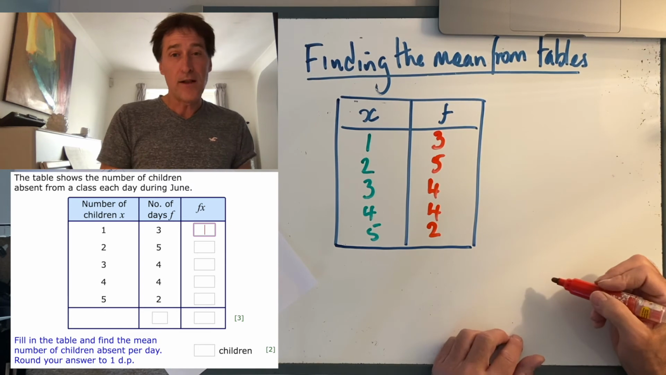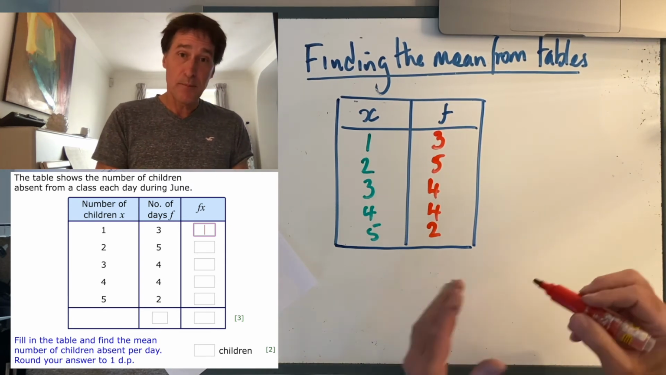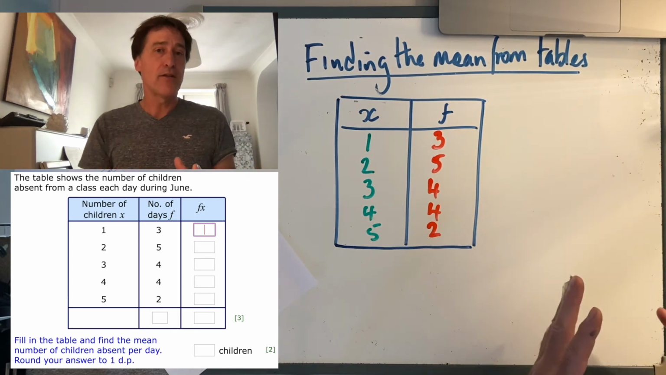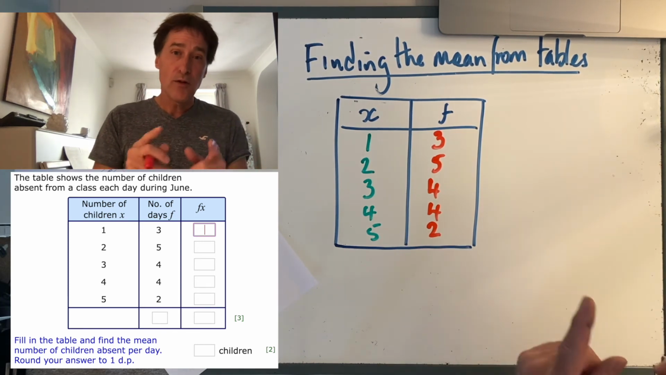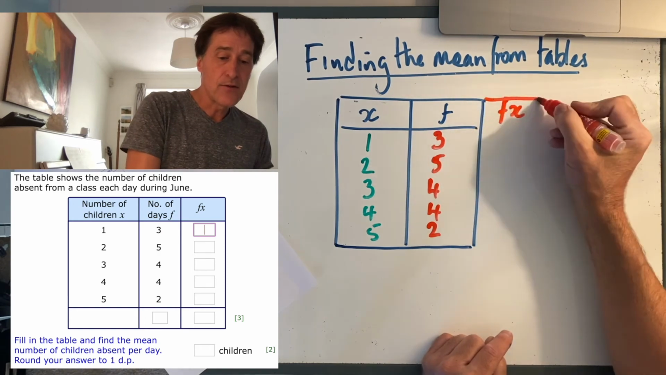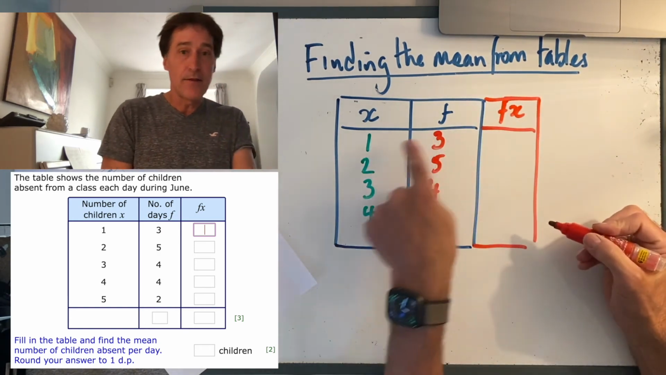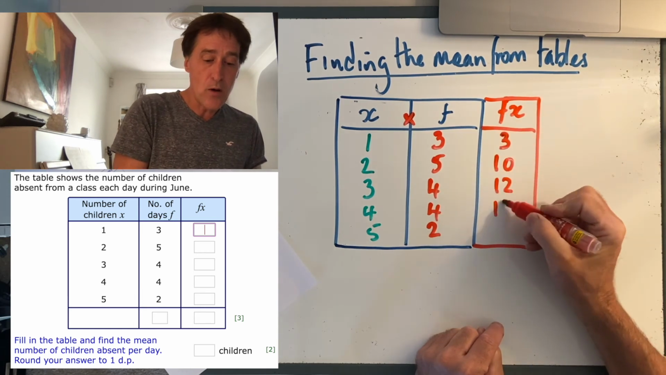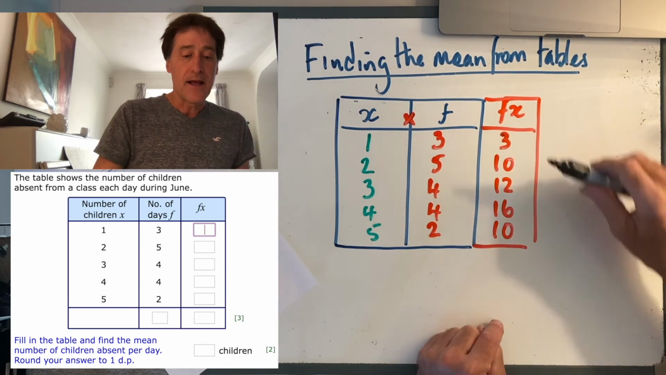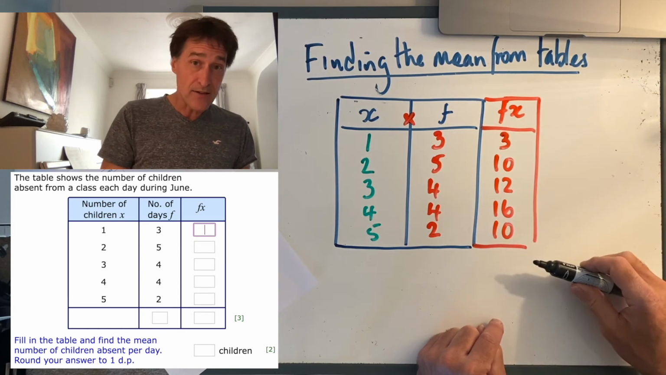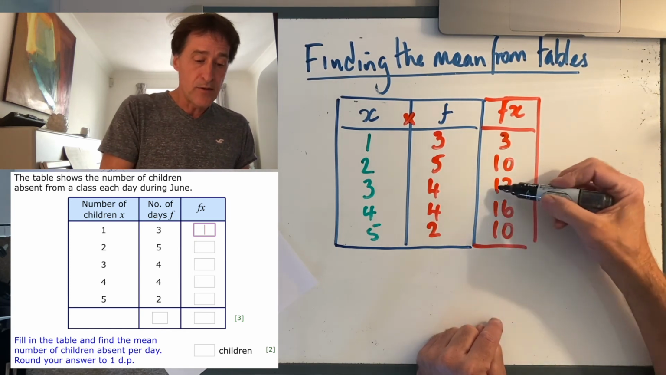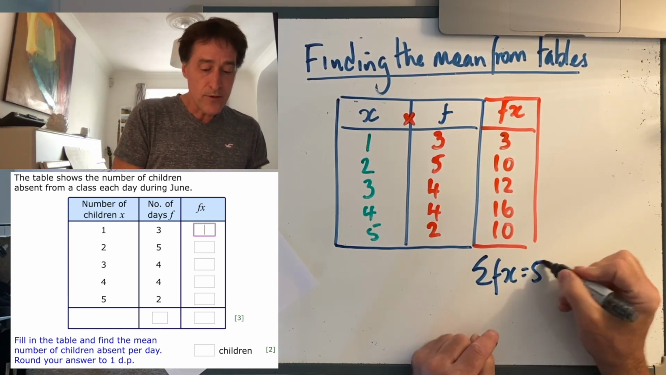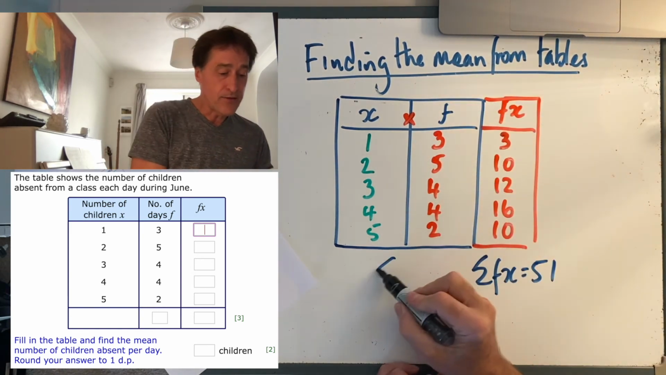So to find the mean number of children absent per day, I need to find out the total number of days absent divided by the number of days. So the total number of days is actually fx. So I need to multiply these two together. So 1 times 3, 3, 10, 12, 16, and 10. And if I add this together, this is a total number of days not in school. So I go 10, 20, 30, 40, 46, 48, 51. So this is 51, and these are the total number of days.